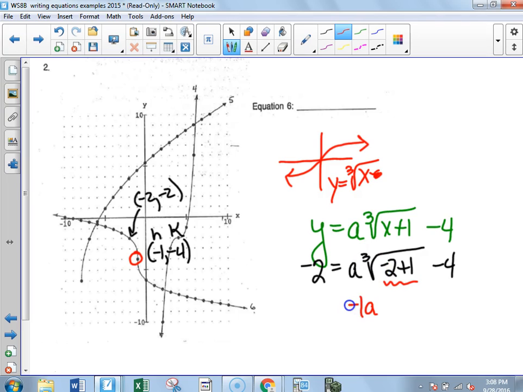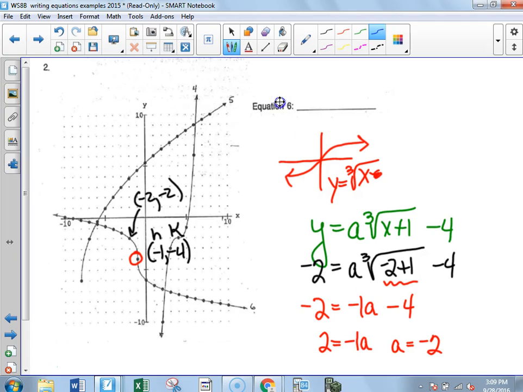So I have -1a minus 4 equals -2. What do you get if you solve that? Add 4, so a is 2. Did I do something wrong? No, that's right. Okay. Does it make sense? Instead of going 1 and 1, it went 2? Yeah. It's stretched vertically, right? Seems weird because it's going sideways, but it is stretched vertically.